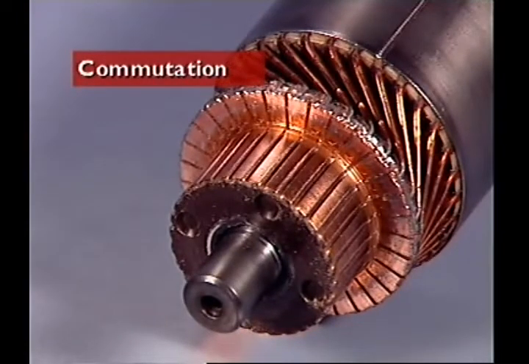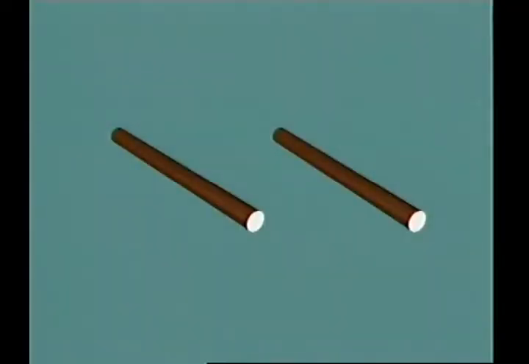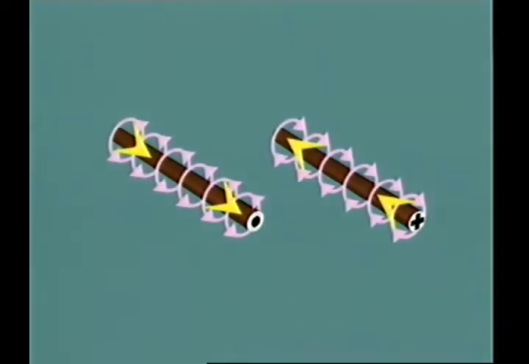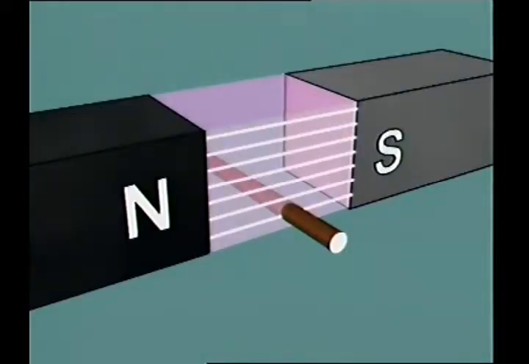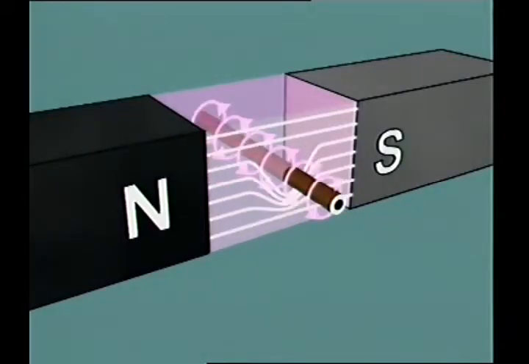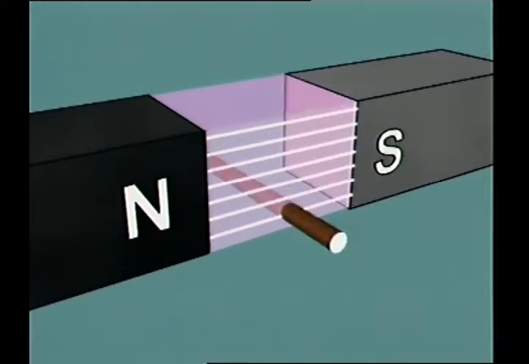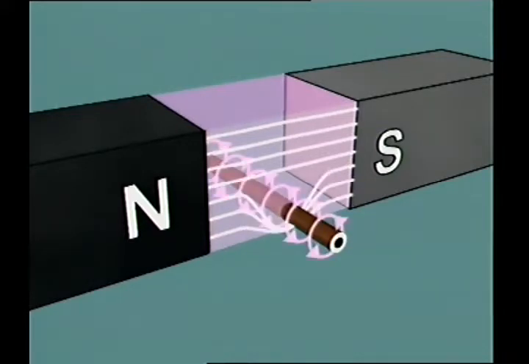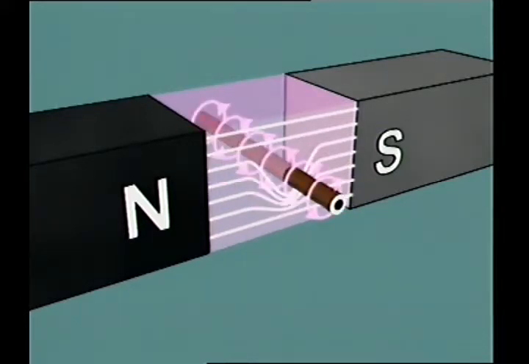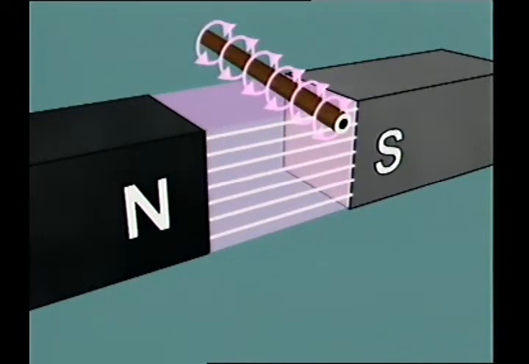This section examines commutation in the starter motor. When current flows in a conductor, an electromagnetic field is generated around it. If the conductor is placed so that it cuts across a stationary magnetic field, the conductor will be forced out of the stationary field. This happens because the lines of force of the stationary field are distorted by the electromagnetic field around the conductor and try to return to a straight line condition.